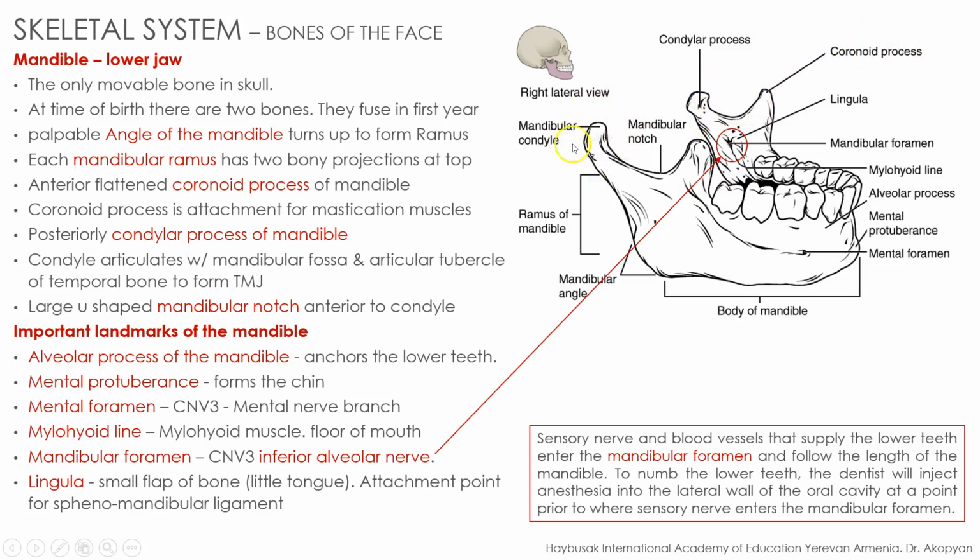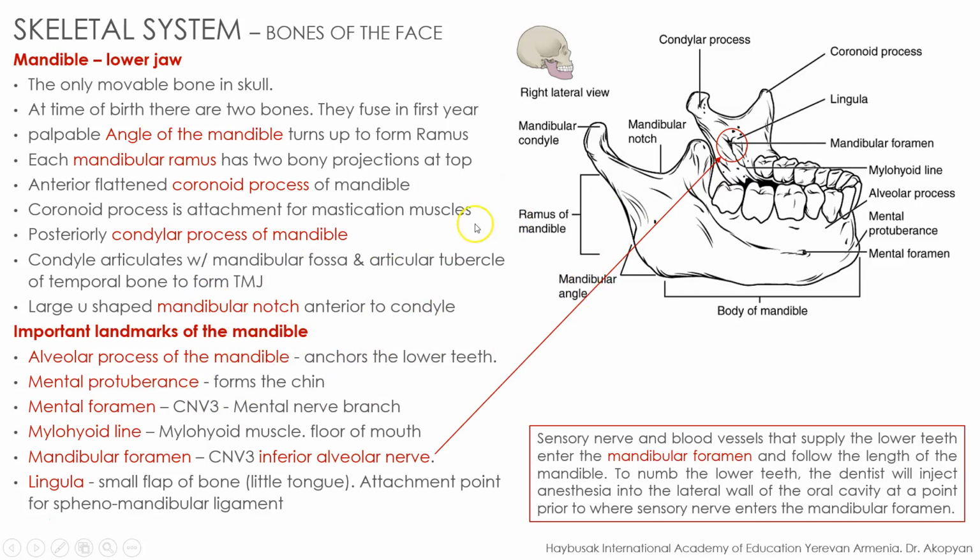The mandibular condyle articulates with the mandibular fossa of the zygomatic portion of the temporal bone to form the temporomandibular joint. The coronoid process is an attachment point for the large mastication muscle known as the temporalis.